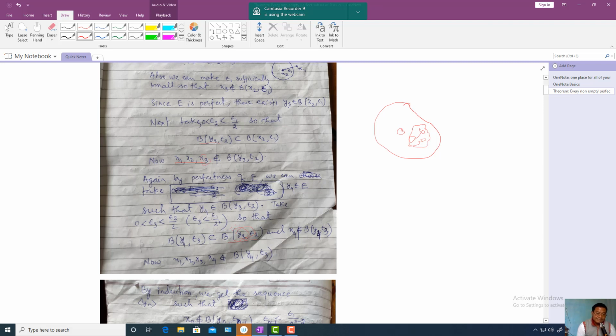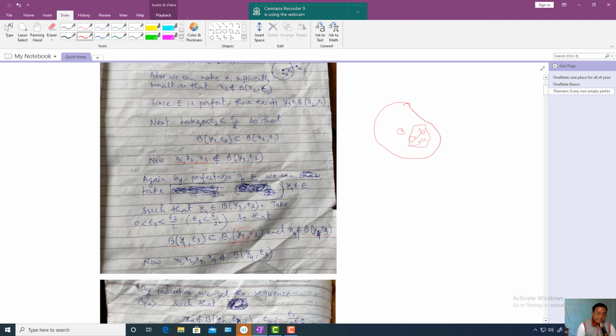Okay, all right. Again, you can adjust epsilon 3. You can make it so small so that x4 is not in this open ball, the open ball of radius epsilon 3 center at y4. So then what we have earlier, x1, x2, x3 are not in the second open ball, and the third open ball we construct like that. The third open ball is entirely lying within the second open ball.